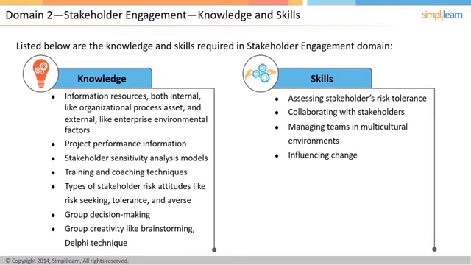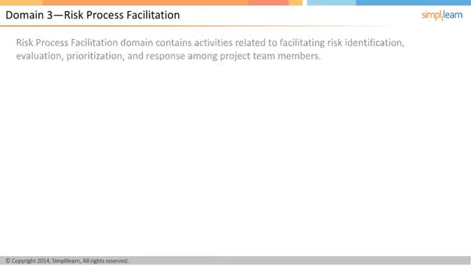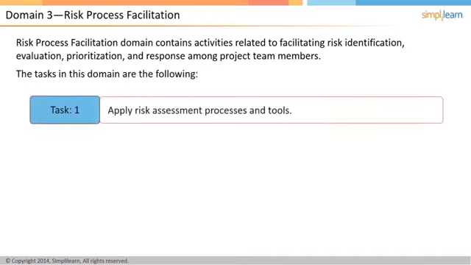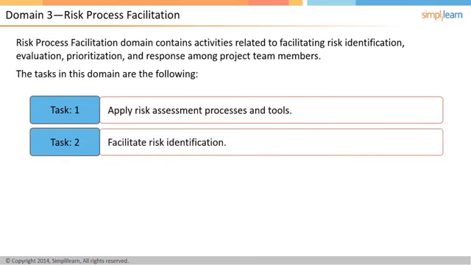In the next screen, let us look into the third domain, which is Risk Process Facilitation. The Risk Process Facilitation domain contains activities related to facilitating risk identification, evaluation, prioritization, and response among project team members. The tasks in this domain are the following. Task 1 is about applying tools related to risk assessment, as well as processes to quantify stakeholder risk tolerance and determine risk levels. Task 2 is to facilitate risk identification using a variety of techniques.